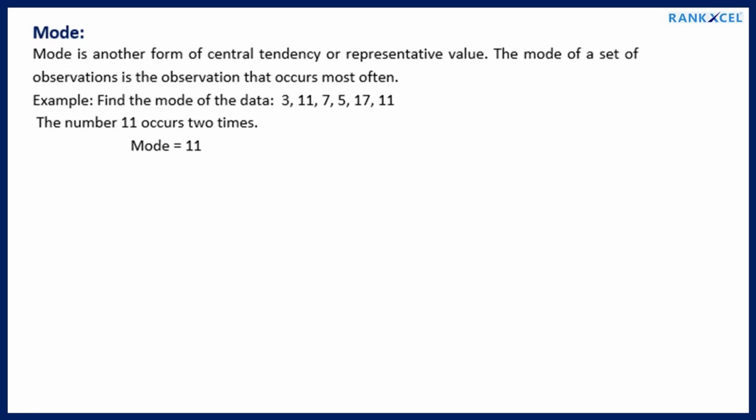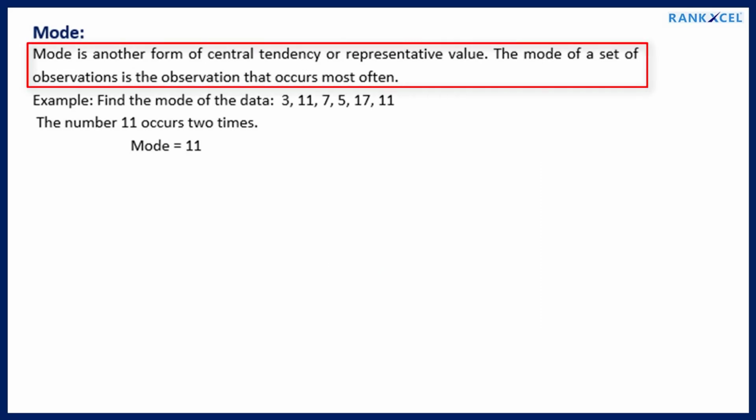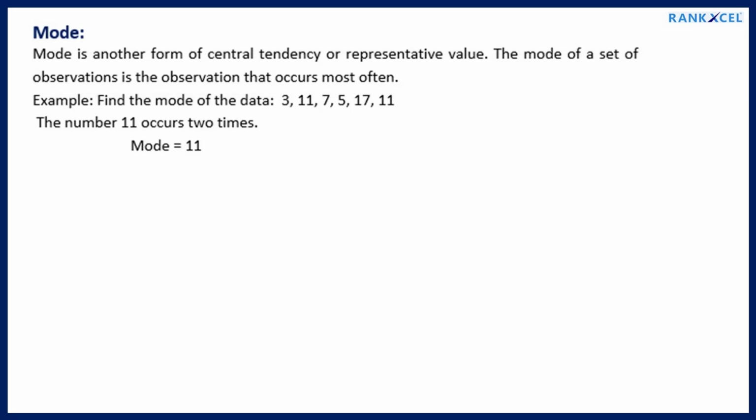Mode. Mode is another form of central tendency or representative value. The mode of a set of observations is the observation that occurs most often. Example: find the mode of the data: 3, 11, 7, 5, 17, 11. The number 11 occurs 2 times. Mode equals 11.